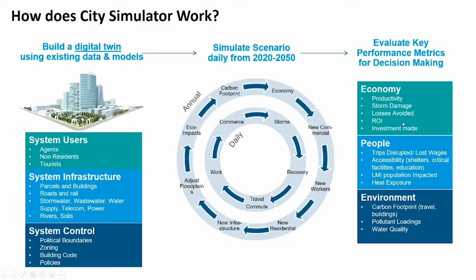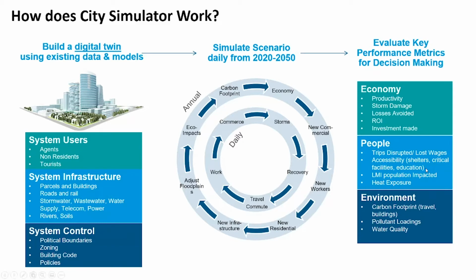We also have metrics we're measuring as this simulation is going on, and they typically fall into the triple bottom line. So economy, people, environment. For economy, we're measuring stuff like productivity. How much are people working? Storm damage, what's the total damage across the city due to storms? And when we do mitigation and adaptation, we're looking at, what's the return on investment of those actions?